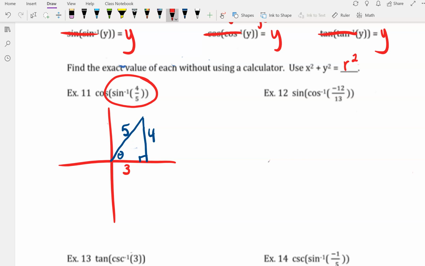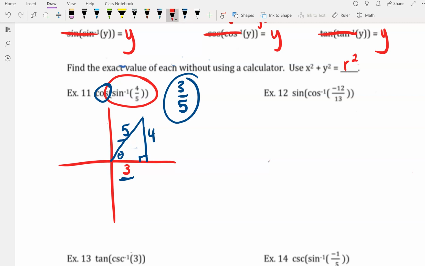All right, and now that we know that, we can just move on to finding cosine using this triangle, or cosine of theta. Remember, cosine is adjacent over hypotenuse. So adjacent to theta is 3, hypotenuse is still 5, so our answer is going to be 3/5.